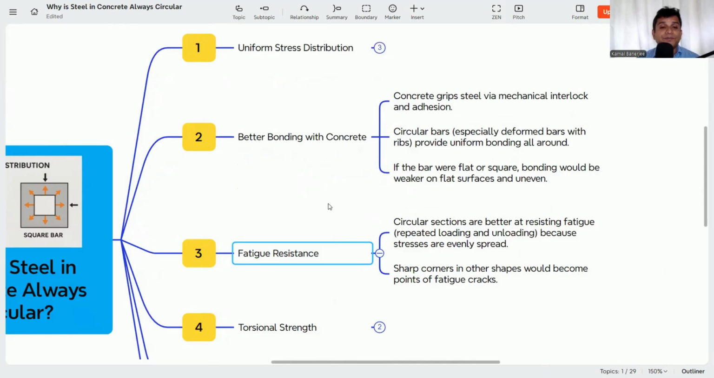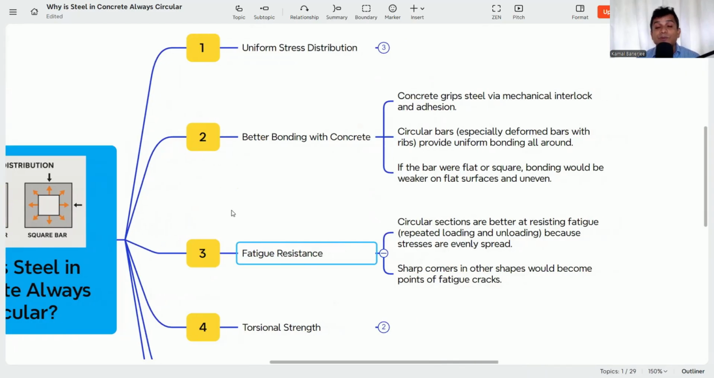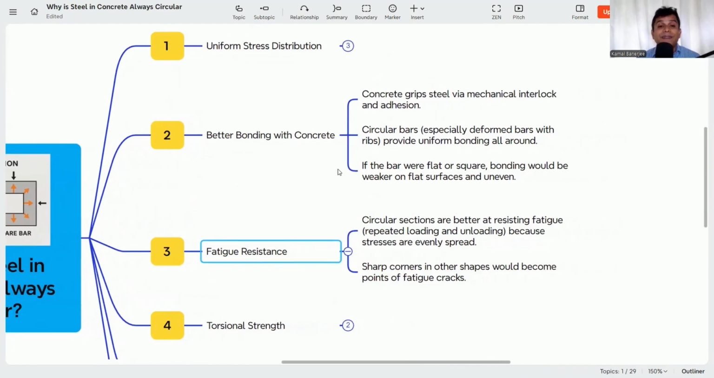So why does this happen? See here, it says if the bar is flat or square, bonding would be weaker. There is a corner, and in the corner there is a problem for the bonding in the square or rectangular bar. But in the circular bar, it is the same throughout, so the bonding will be proper. So better bonding with concrete is also one of the criteria to select the bar in a round shape, not a square or rectangular shape.